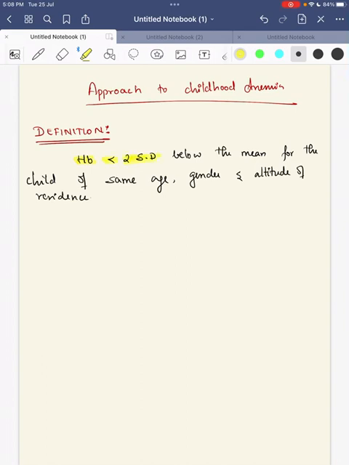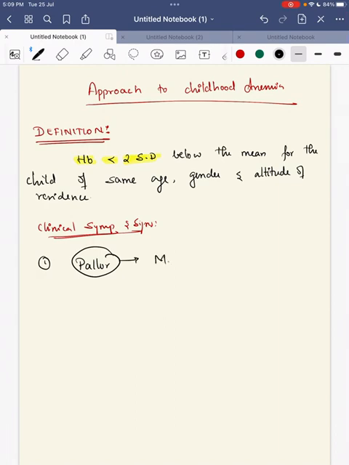Okay, we'll see its clinical signs and symptoms. This is just a shorter topic, just to write it in your 5-mark questions like that. Its clinical symptoms and signs. So first will be increased pallor, that is pallor is the most common sign. This is the most common sign in a child with anemia.